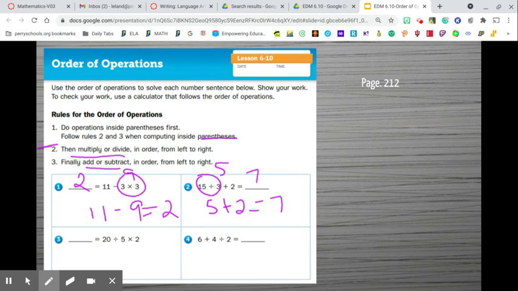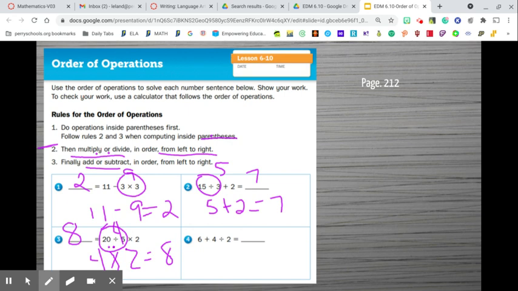All right, number 3. You should have come up with the answer 8. So parentheses, multiply or divide from left to right. So I see a divide and a multiply. I'm not going to do the multiply first. I have to go from left to right. So I'm going to do 20 divided by 5 is 4. 4 times 2 is 8. You should have written that down. 4 times 2 equals 8.